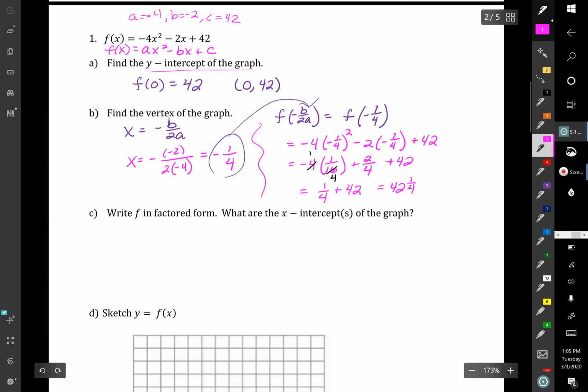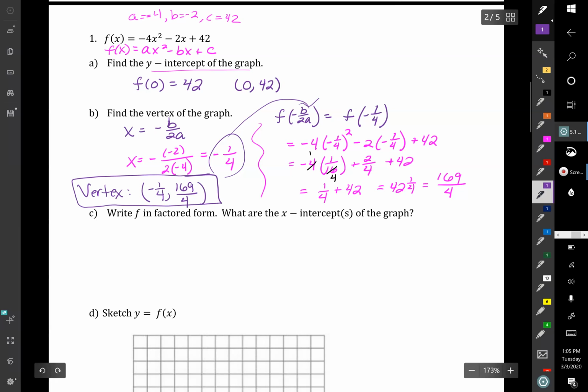Or I could go 42 times 4 plus 1, and I get 169 over 4. So either format that you want to use is fine. What you should do in your final answer, though, is clearly write vertex and then write it as a point, negative 1/4, 169 over 4. I'm going to leave it as the improper fraction because that's pretty common use, unless it's a word problem. So that's our answer for that one.